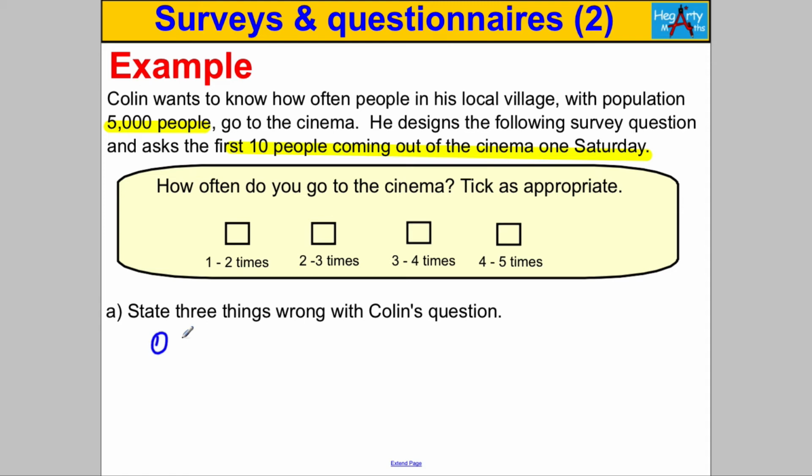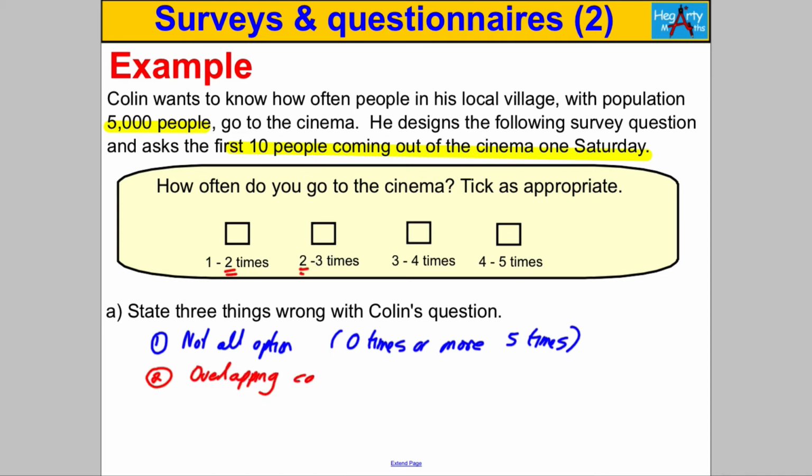Well, the first thing is not all options covered. For example, 0 times or more than 5 times. Okay. The next thing, you've got a classic case of overlapping categories. If it was 2, which box would you tick? So overlapping. And the next thing is no time frame. It says how often do you go to the cinema? It doesn't say a week, a month, or anything like that, so no time frame. The classic mistakes with questions.